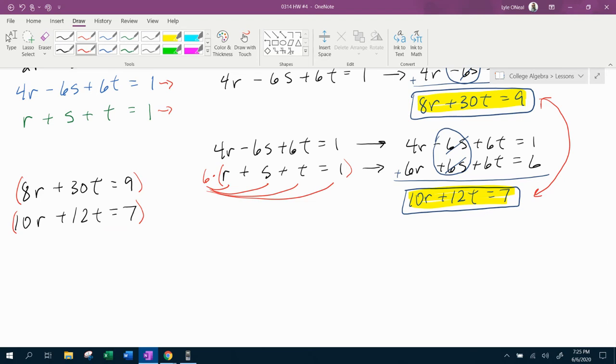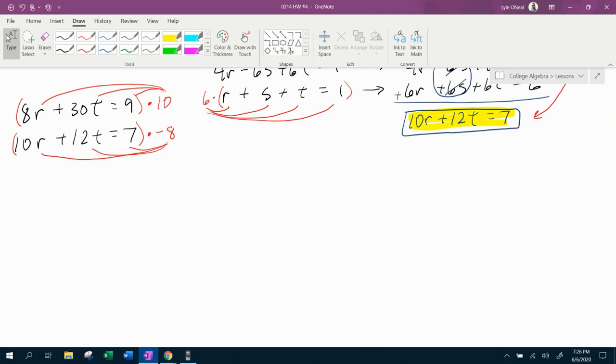Which variable would you like to cancel, r or t? Yeah, I go with r too. Okay, let's go with r. So I'm going to multiply this first equation by 10 and this second equation by -8. And if you're wondering how did you come up with those, it's because 10 times 8 will give me an 80. -8 times 10 will give me -80, and then those r's will cancel. So I'm just picking numbers that will give me coefficients that cancel here, okay?